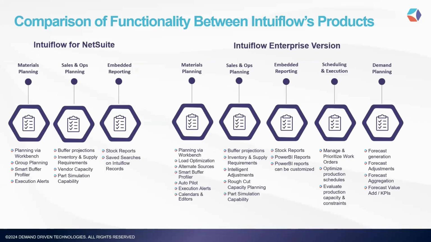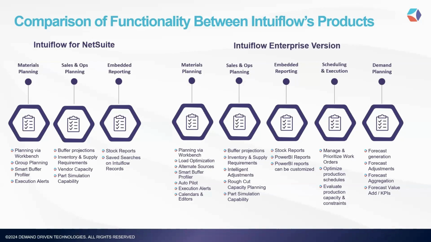And then I just wanted to highlight the comparison of the functionality. As I mentioned, a lot of the foundational elements are the same, right? So I wanted to compare and contrast the Intuiflow for NetSuite version with the enterprise product. You'll see a lot of similarities between the two, right? Starting at a modular level, you can see that we have materials planning, S&OP, and embedded reporting across both platforms, right? And there are some differences in terms of functionality, where on the materials planning side, in the enterprise version, we have autopilot now and an expanded breadth of calendars and editors that we don't have at the moment on the NetSuite side, right? But for the most part, a lot of similarities between the two as it relates to these three modules.